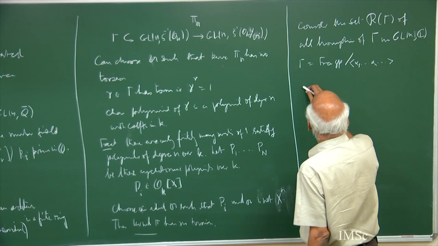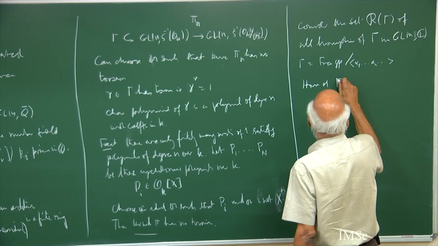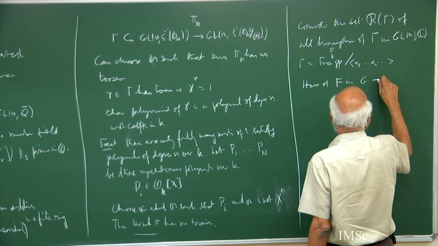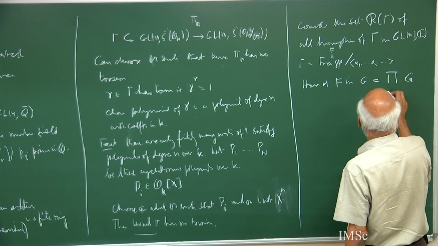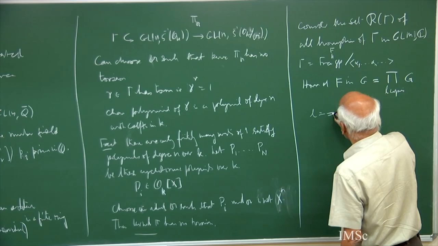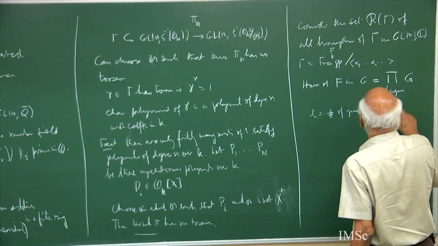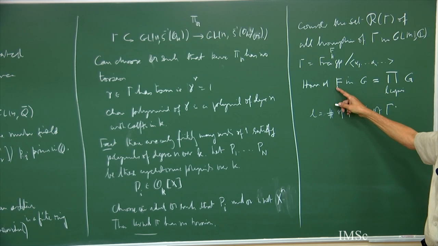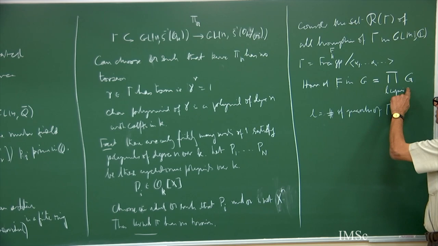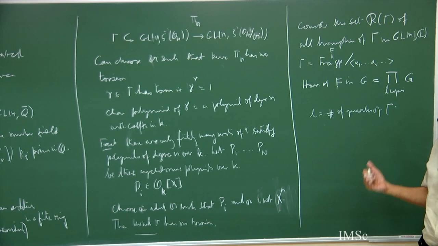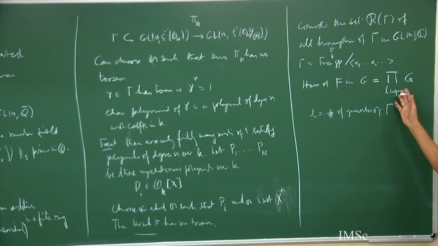Now, if you look at all homomorphisms of the free group F into G, this is the same as the product of G, say L copies, where L is the number of generators of gamma. The free group is a free group on a set of generators. So any homomorphism of the free group into G, you just have to say what the image of each generator is, by the universal property of the free group. So if you know the L elements here, then you get the homomorphism of the free group.